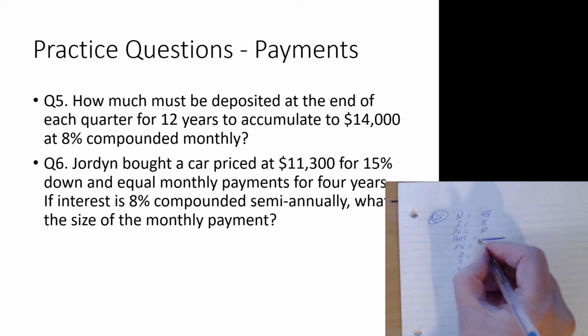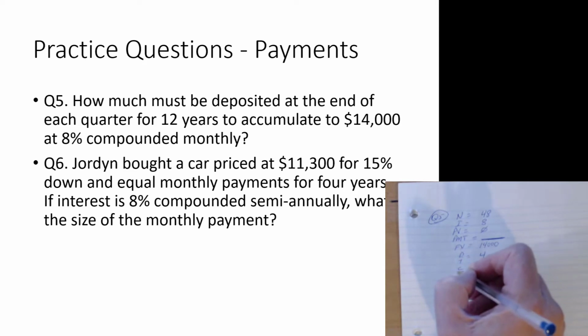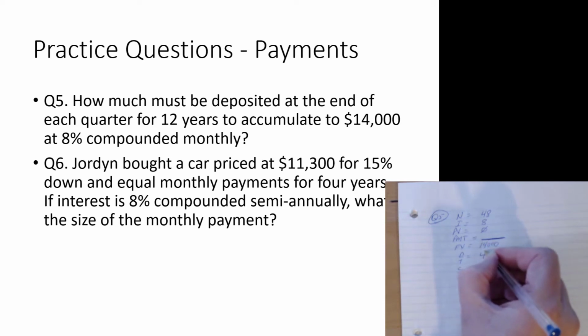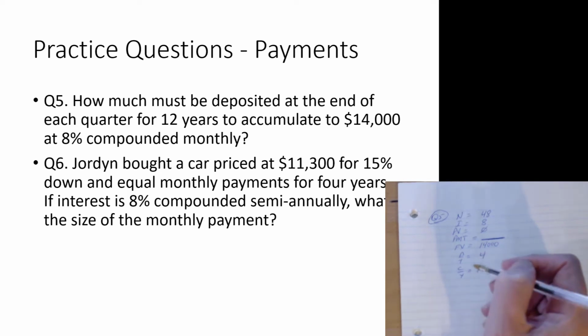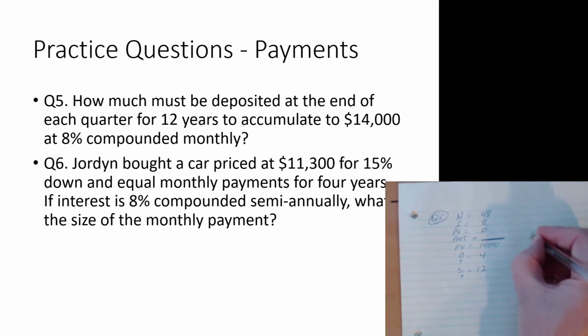Now, this payment is technically going to be a negative because it's money we're putting in. So future value is going to have a different sign, because we're going to accumulate, and eventually at the end of these 12 years, we're going to get the $14,000. Okay. So after that, plug stuff in, and we get a payment equal to $175.80.